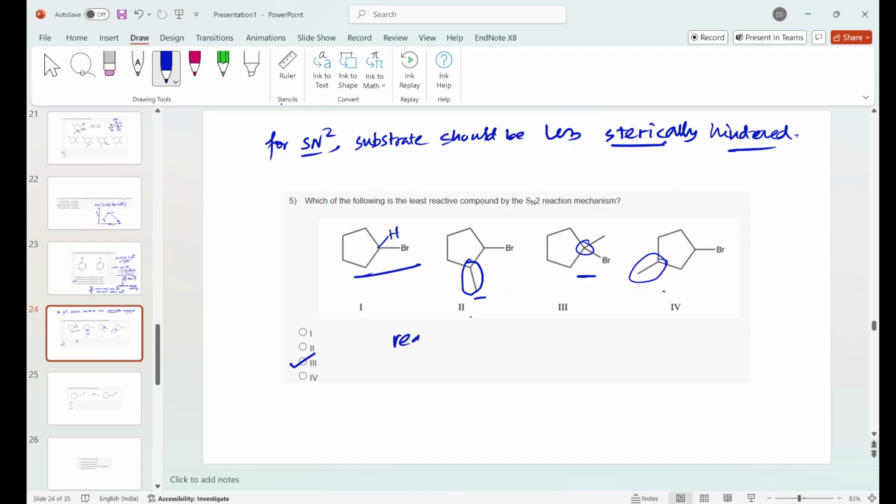So reactivity, let us do the other way. Three, then four, then two, then one.